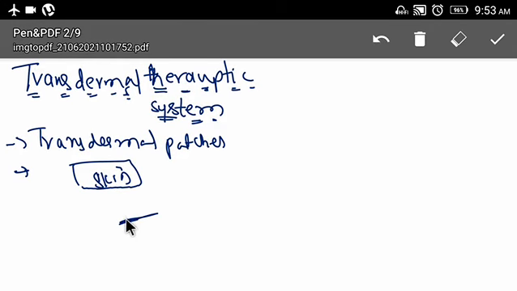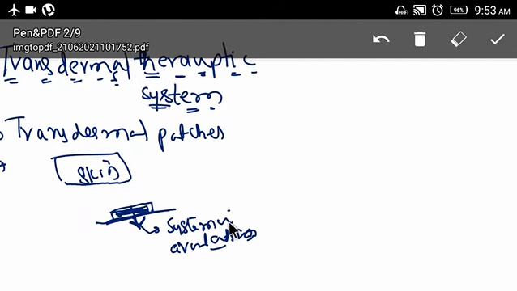Suppose this is skin, we apply a patch over the skin, and this patch will deliver the drug into the skin, and from there into systemic circulation. So how are we going to deliver the drug? We apply a patch over the skin. This patch delivers the drug into the skin, and from there into systemic circulation. Clear? This is how the drug is delivered in this system.